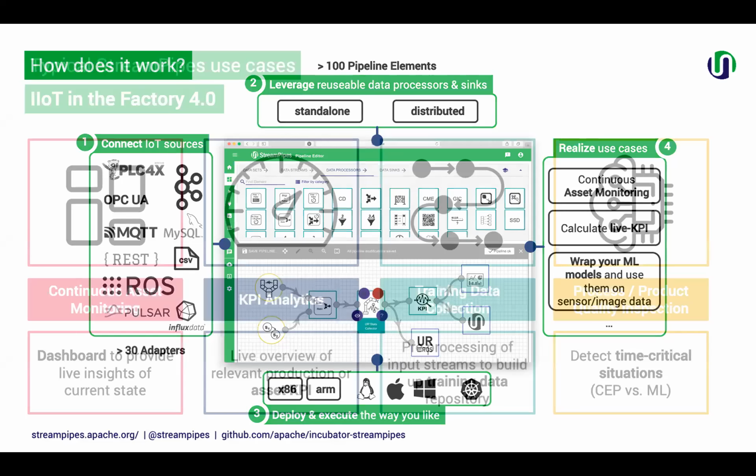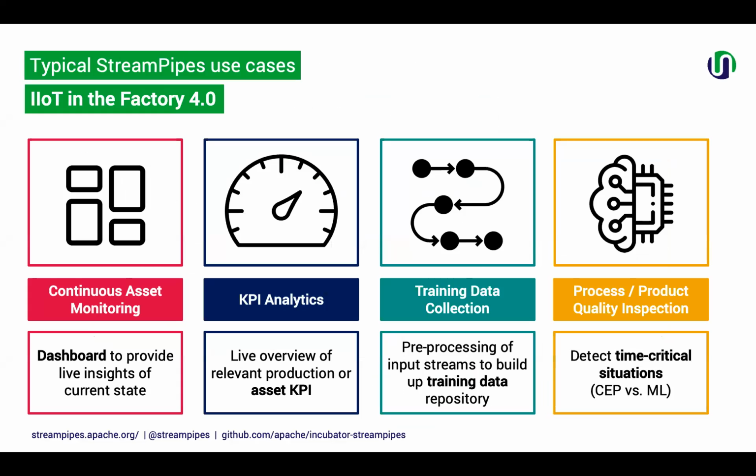So typical StreamPipes use cases are first continuous asset monitoring. So you connect different assets and build a live dashboard to get insights of the current state of the system. Then you can also use the different algorithms to calculate live KPIs to get feedback of how your production line is performing and monitor this over time.